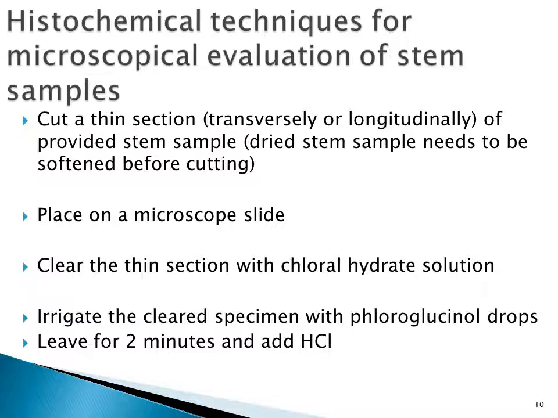Then you place the thin section that you have cut on a microscope slide. You clear the thin sections with chloral hydrate solution. Then you irrigate the cleared specimen with phloroglucinol stain. When I say irrigate, just add a few drops of phloroglucinol reagent.